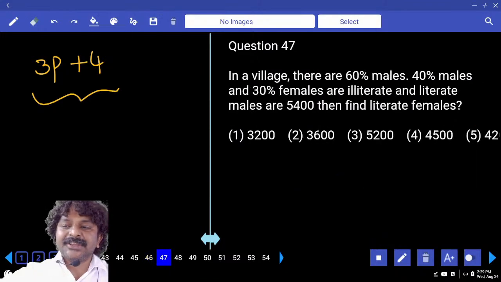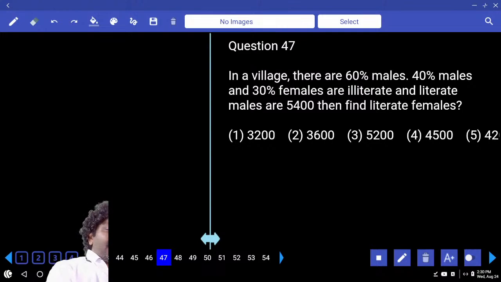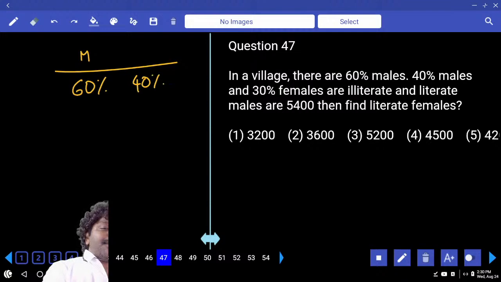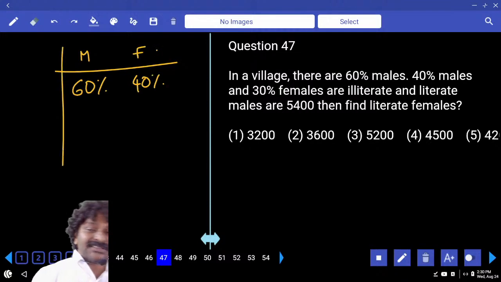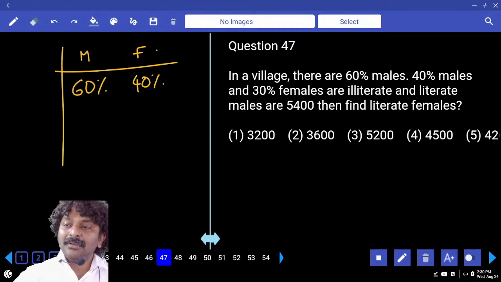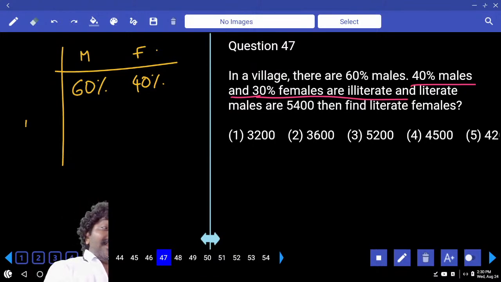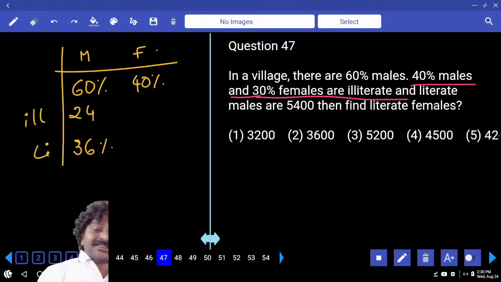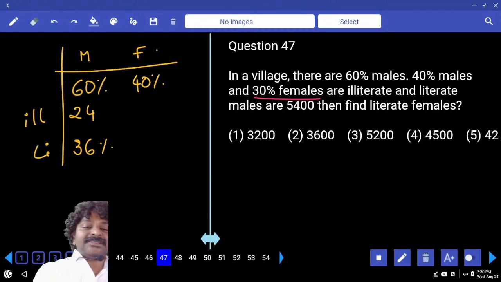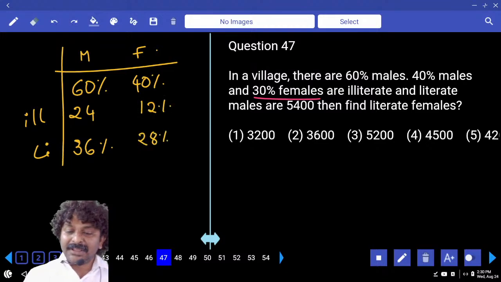In a village there are 60% male. What is the meaning of it? The remaining 40% must be female. Universal statement, you cannot ask me how. 40% of male and 30% of female are illiterate. Among male, 40% of 60 is 24, then the remaining 36 are literate. Among female, 30% is 12, remaining 28. Next.